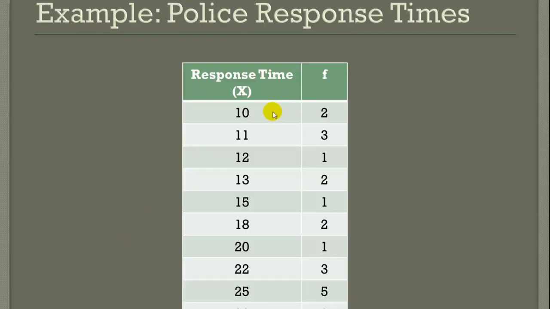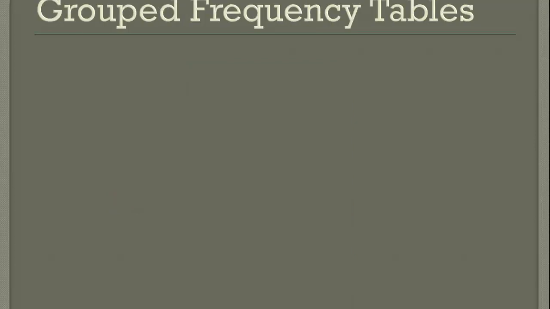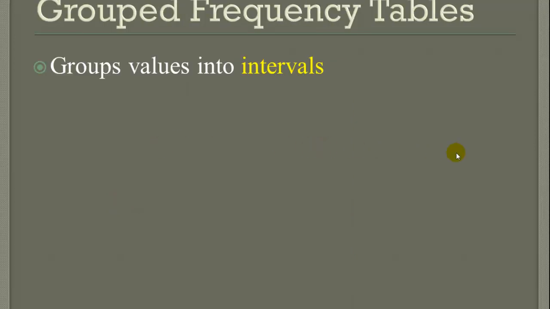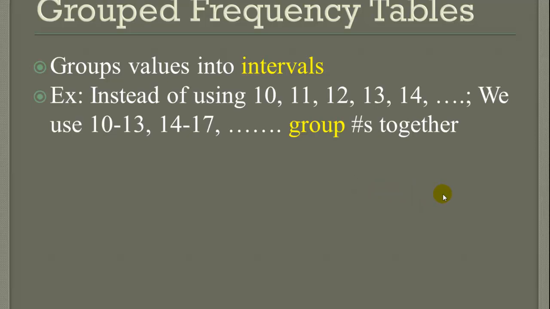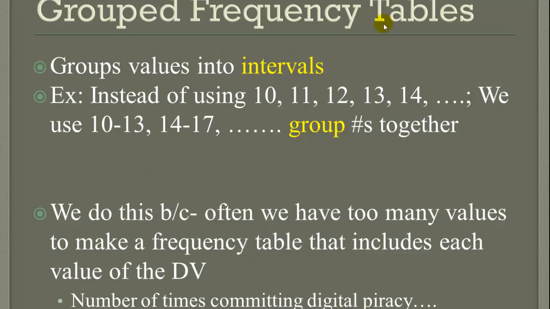Okay, one thing we can note here is that's a fairly decent number of frequencies to draw out. If you're looking at most real data, you're going to have a lot more than that. So what we often do is make grouped frequency tables. Essentially, we group different values into intervals. Instead of saying 10, 11, 12, 13, 14, we could say 10 through 13, 14 through 17. That makes our table smaller and more manageable, particularly when we have a really large number of values in our variable. That's really the main reason we do this, because we often do have a lot of values, and this is a good way to simplify it.